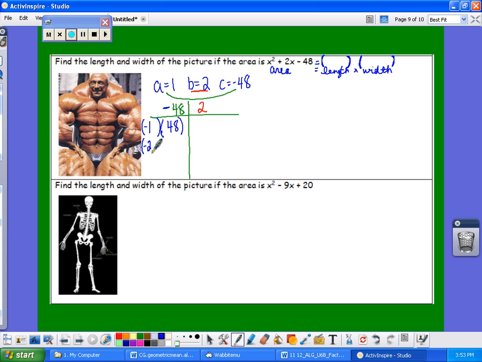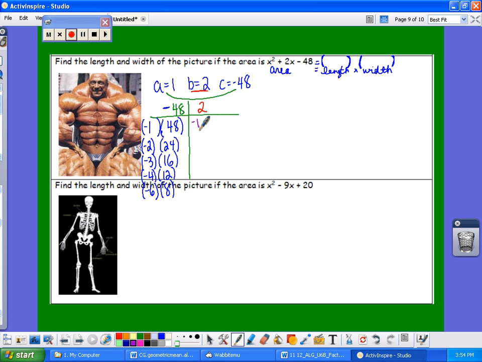So negative 2 and 24. Negative 3 and 16. Looks like I might run out of room. Negative 4 and 12. Negative 6 and 8. And I did. Sorry, guys. All right, so which one adds up to a positive 2? You might be able to do this in your head. I'm going to write it out.